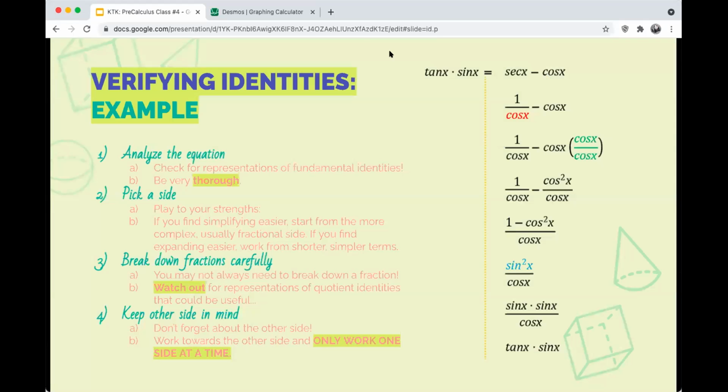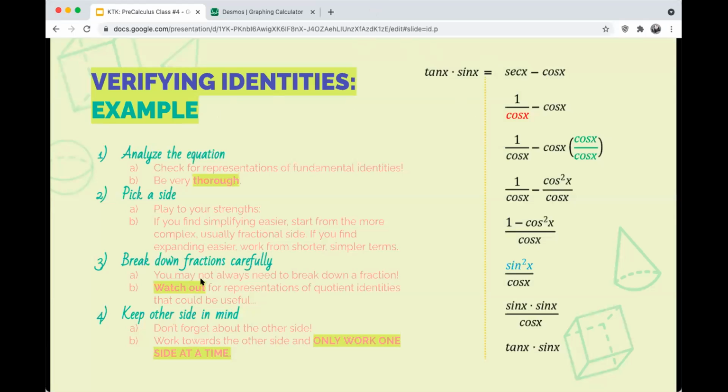All right, so now we're going to go into verifying identities. Verifying identities is basically a proof. It's a proof to show that the left side is equal to the right side, to show that these trigonometric identities are in fact true.